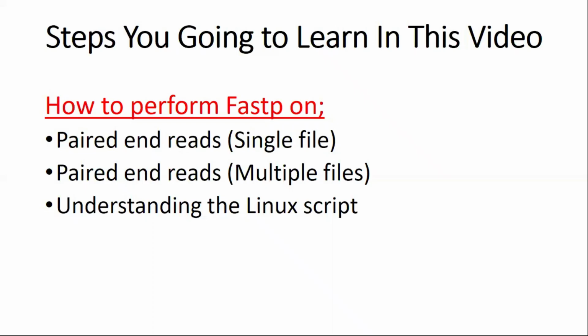In today's video, we will discuss how to perform Fastp on paired end reads of a single file. For example, if we have a single file that consists of two paired end reads, how will we process it? I will also show you how to perform Fastp if you have multiple files with paired end reads. So it will be basically a complete practical, and I will use Linux for it.